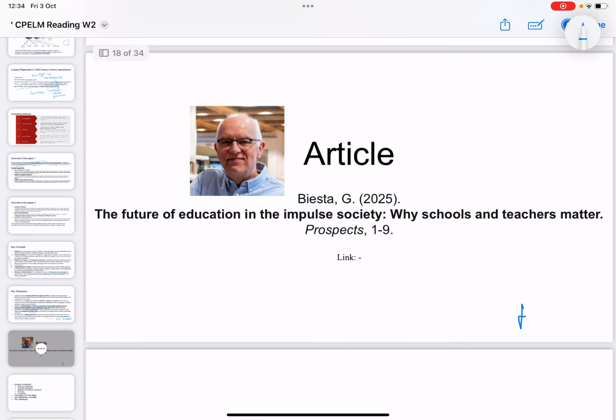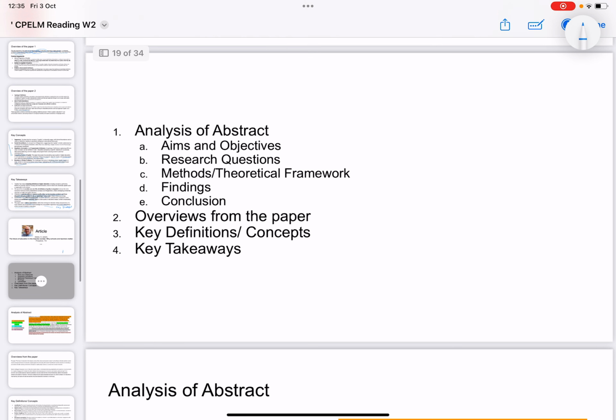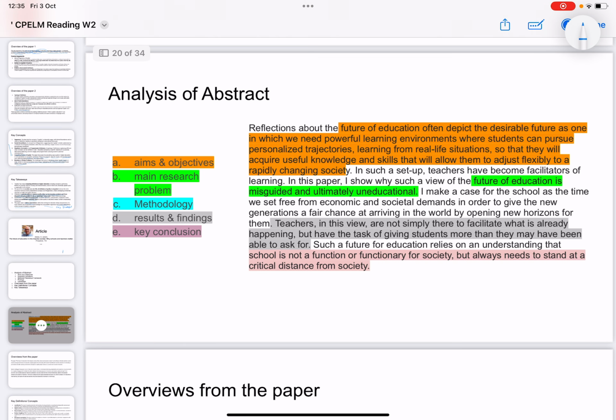We'll now move on to the second article, The Future of Education, the Impulse Society: Why Schools and Teachers Matter. So this is a very recent article. So, analysis of the abstract.